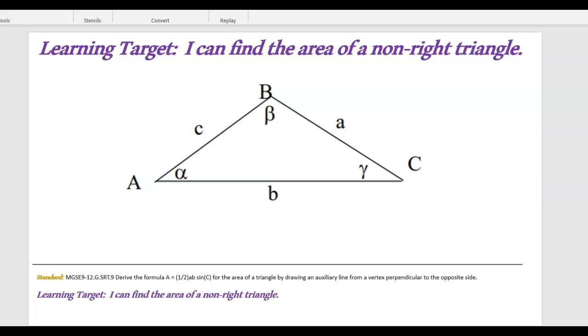The goal of this video is to be able to find the area of a non-right triangle. So basically, after you watch this video, you'll be able to find the area of any triangle, no matter what, without exception, which is what this diagram represents, just any triangle labeled the way we've always labeled it.